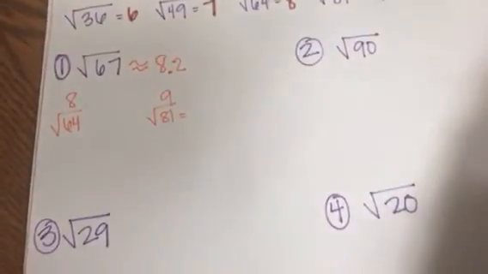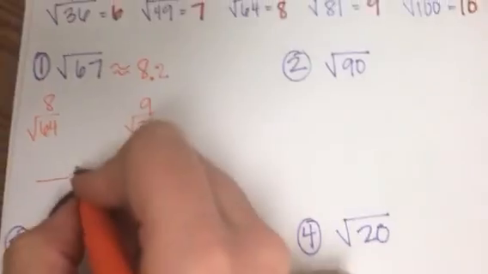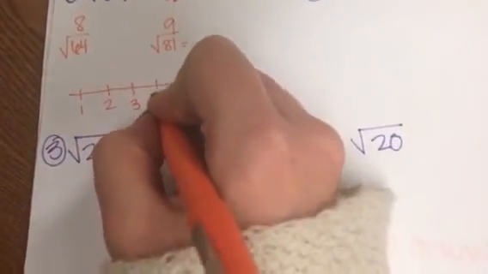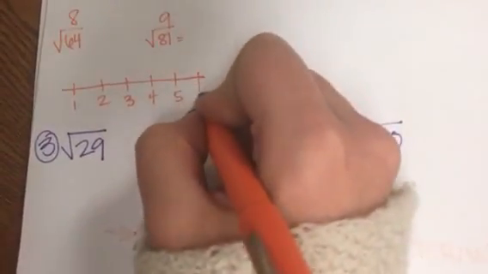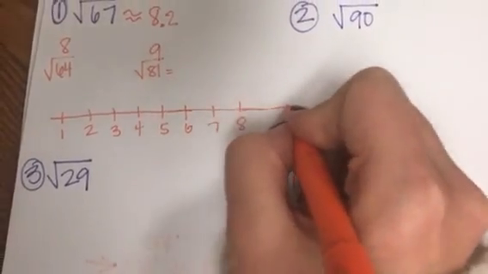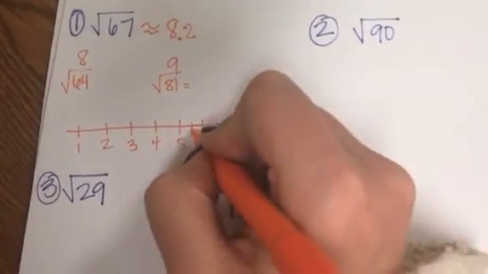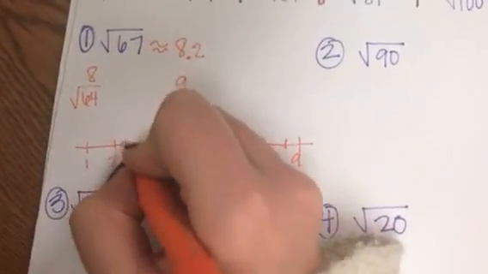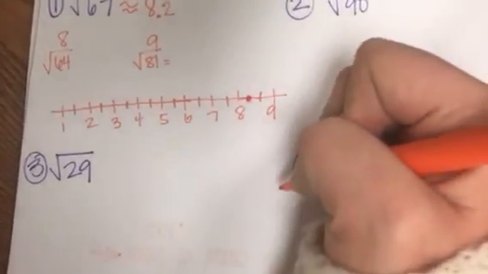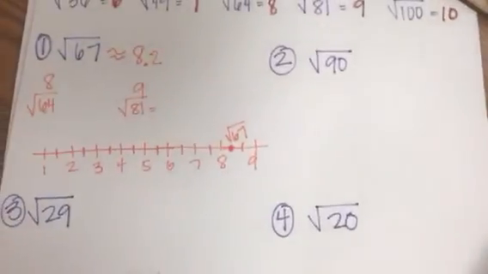So I would say it is about 8.2. Now, if I had to graph that on a number line, let's say we have 1, 2, 3, 4, 5, 6, 7, 8, 9, and say they are also separated by halves, I would put it over here closer to the 8 because it's less than the halfway point. So I would say this would be about the square root of 67.